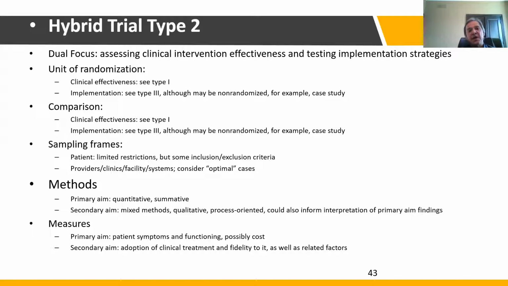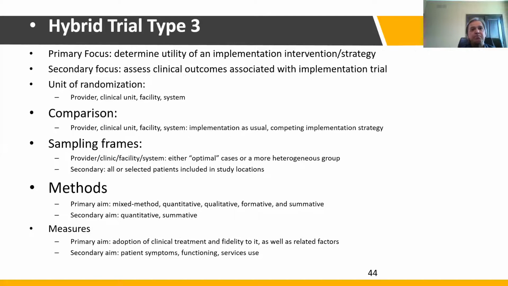Measures, primary aim, patient symptoms and functioning for the primary aim. For the secondary aim is adoption fidelity. So that's a type 2. A type 3, you no longer focus on the effectiveness. That's your main objective, utility of an implementation.